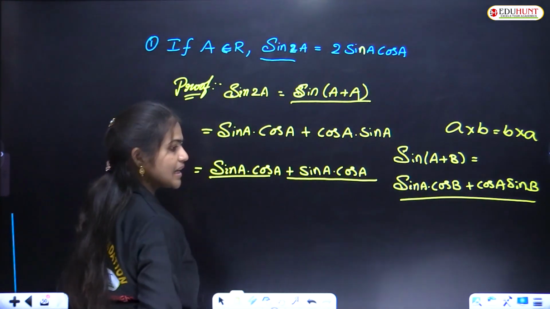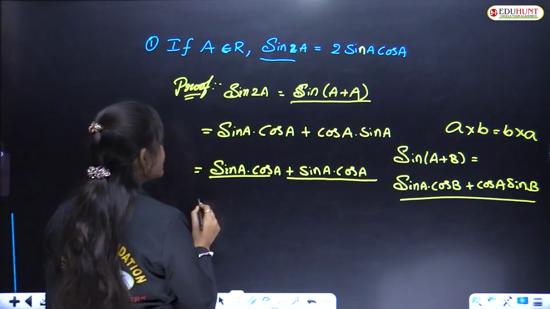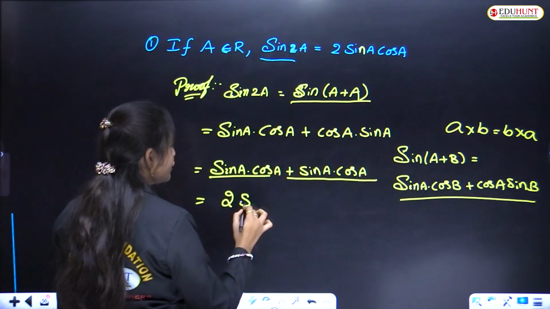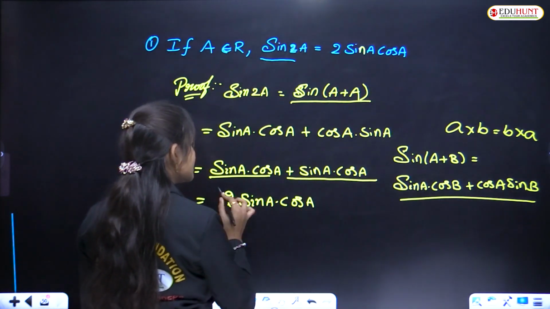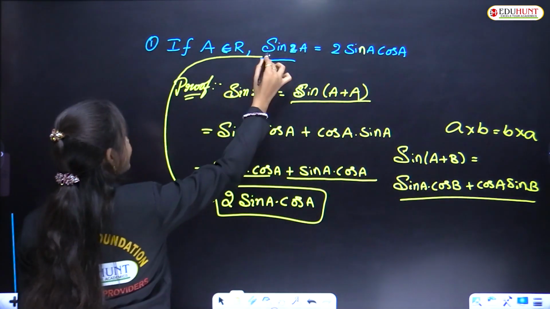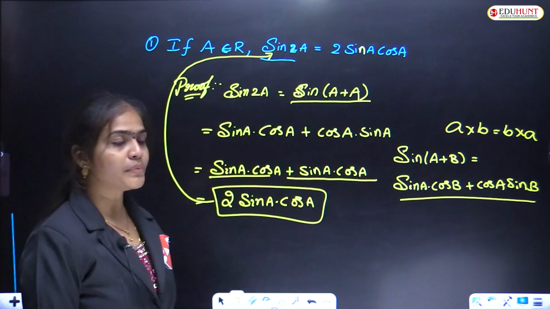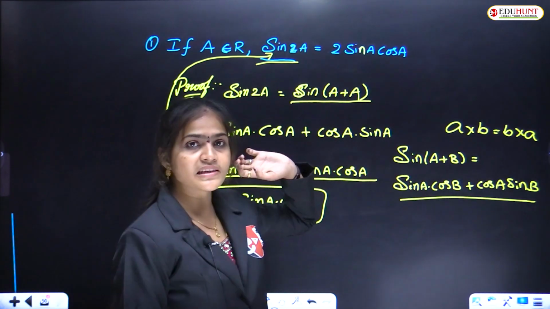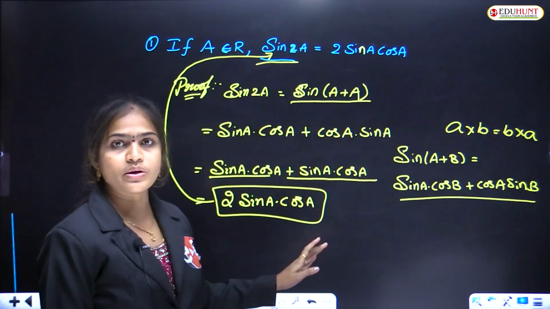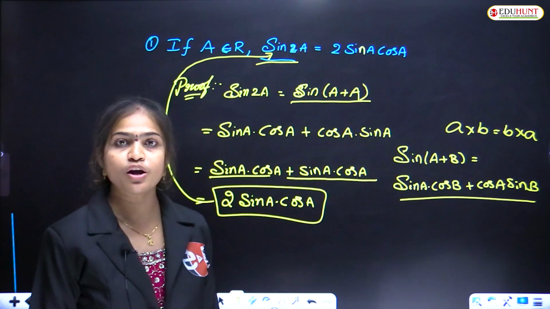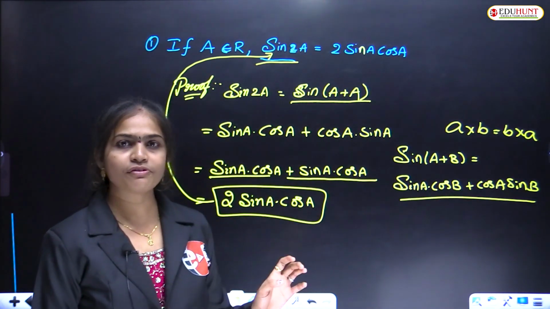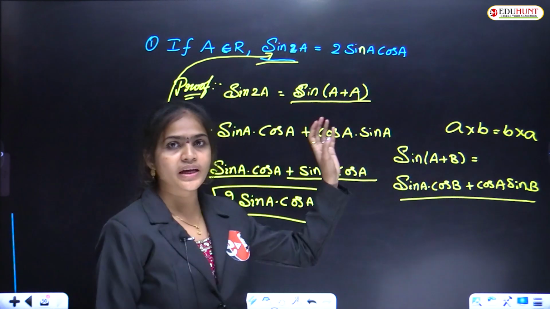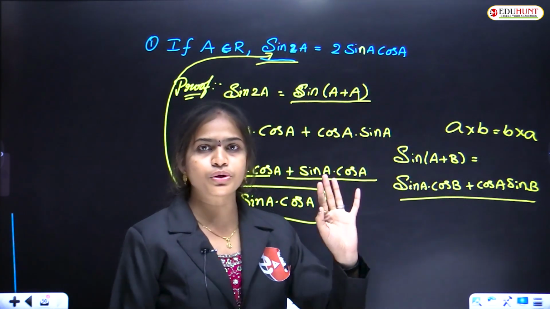How many times is the same term there? 2 times. So that's why here we can write it as 2 times sin A cos A. So this is the formula for sin 2A. Understand? So here the sin 2A formula is 2 sin A cos A. And we have that in terms of tan also, but later I will explain that. First I will tell you related to sin 2A, cos 2A, tan 2A, cot 2A.